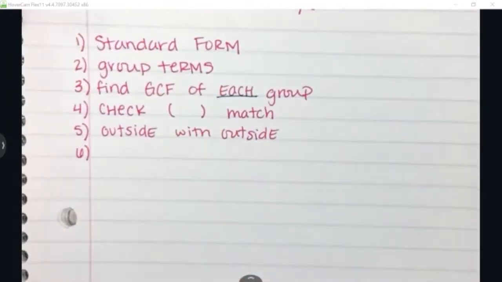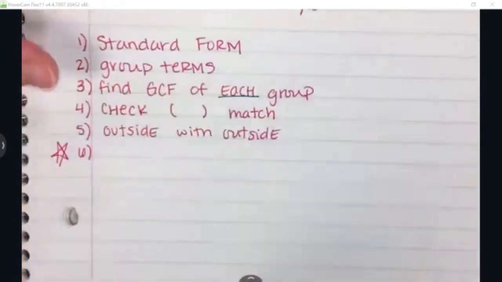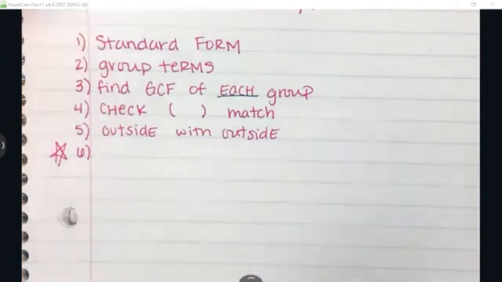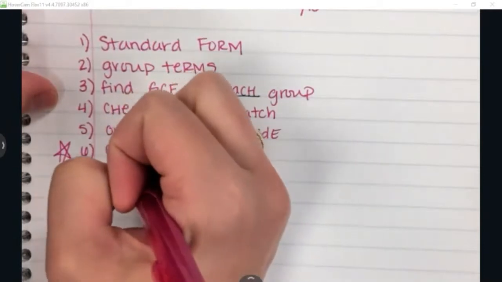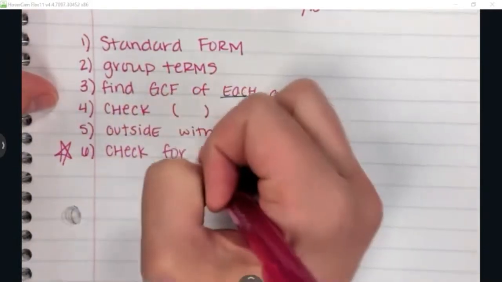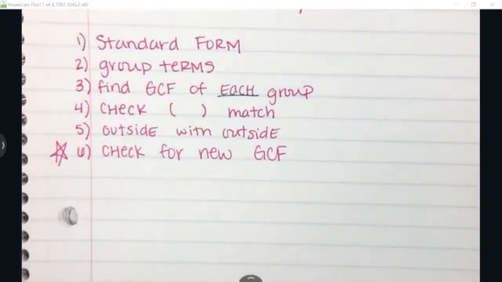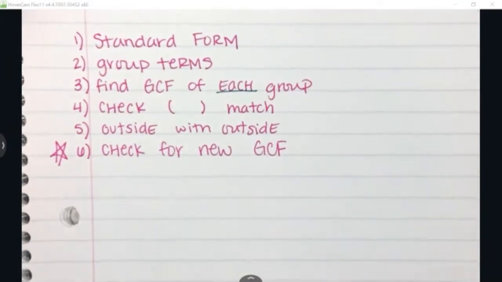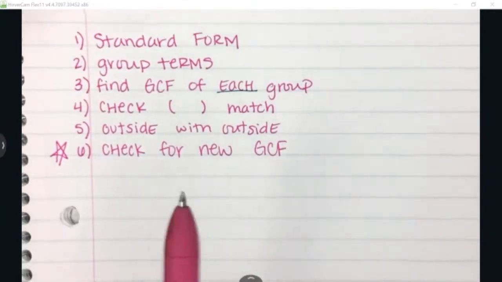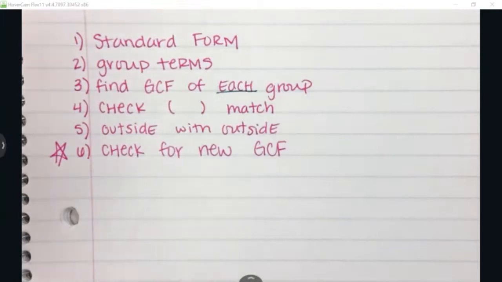And step number 6 is the one you're going to forget. So put a big star next to it because I promise you're going to not remember to do this one. You have to check for new GCF at the very end. Okay? Sounds like a lot of steps. I promise you, this is not hard at all. So here is, what is GCF? Greatest common factor, meaning what can I divide them both by? Okay, good question. All right, here we go.